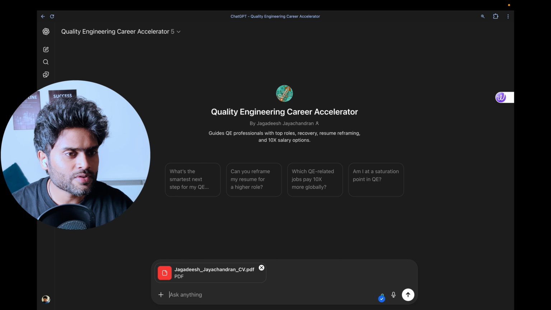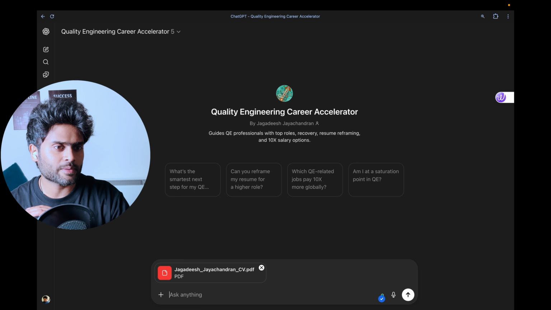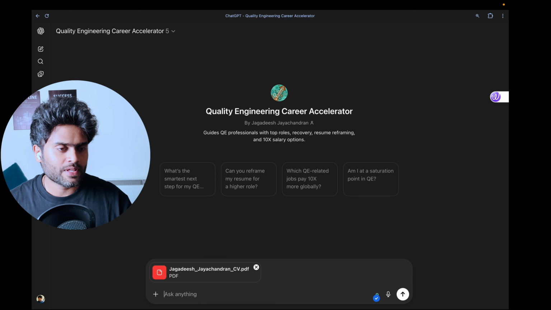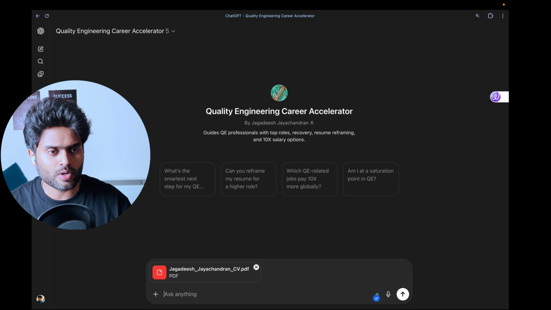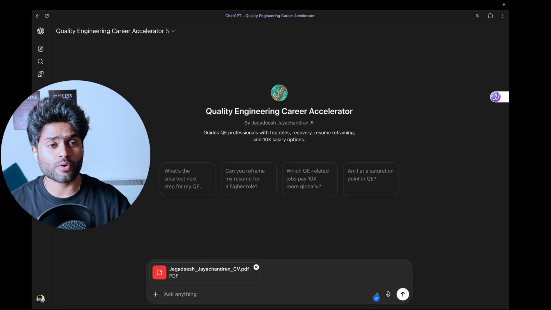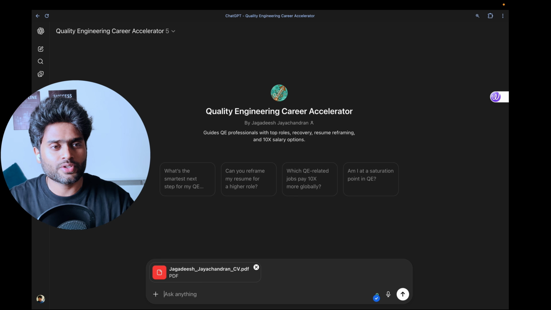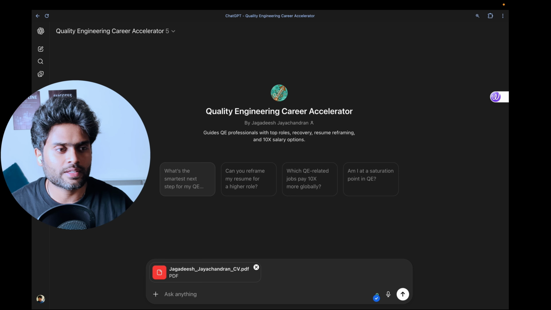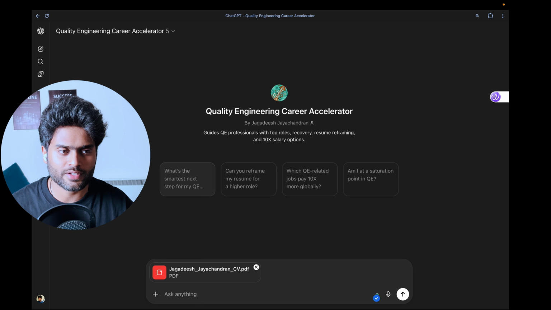So the screen you see is the custom GPT that I developed. It's called Quality Engineer Career Accelerator. I made it look like it's for QE professionals. I don't want it to deviate for other professionals. So the niche is quality engineers with some experience. The first prompt that I have is: what's the smartest next step for my quality engineering space.